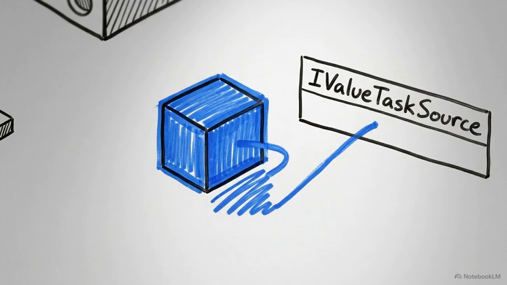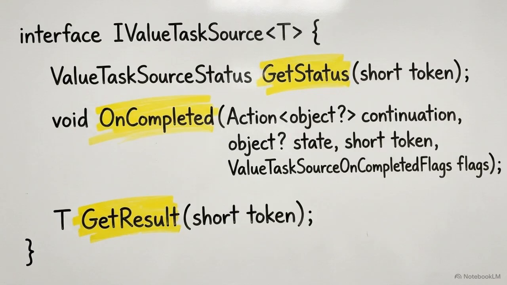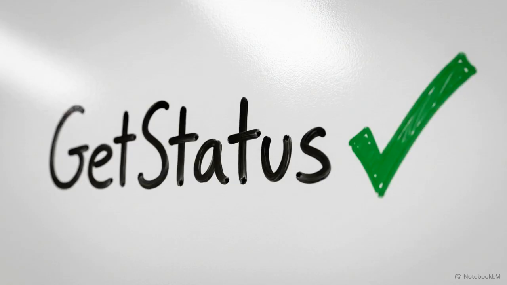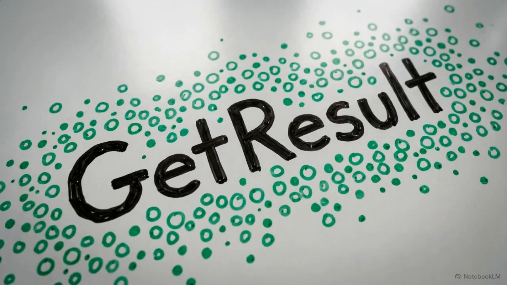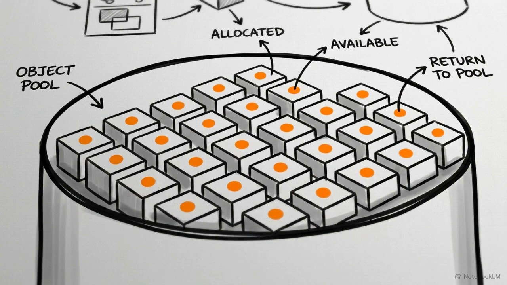To eliminate this final allocation, .NET Core 2.1 expanded ValueTask to wrap a highly specialized interface called IValueTaskSource. This interface defines exactly 3 methods that govern state tracking for an asynchronous operation. GetStatus checks the pending state. OnCompleted attaches the continuation callback. GetResult fetches the final data. By implementing this interface, APIs like Socket.ReceiveAsync can use advanced object caching to eliminate allocations entirely.